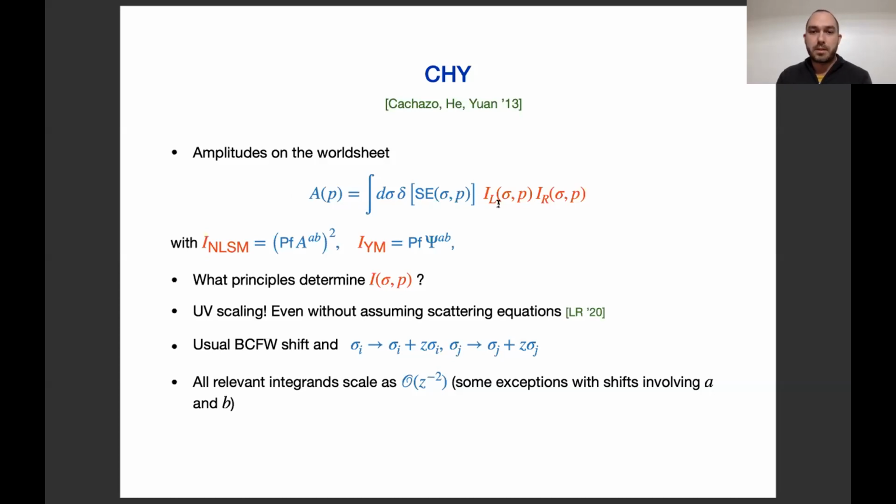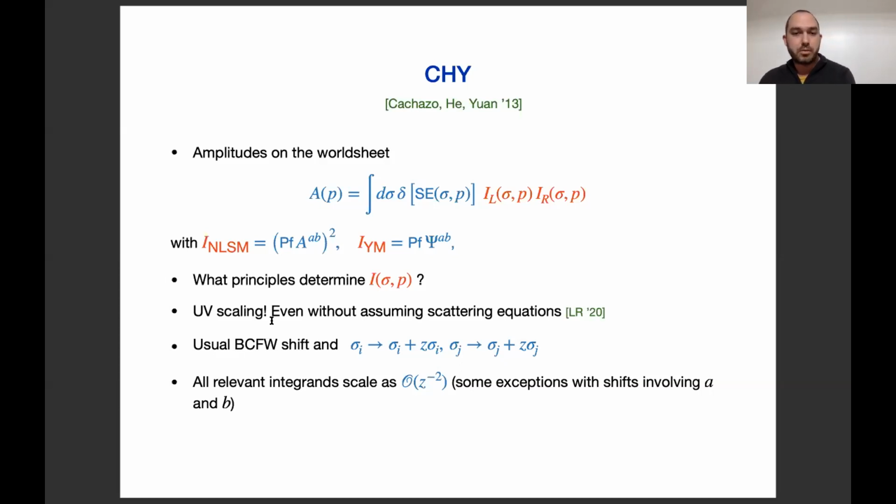CHY amplitudes are given by some integral over integrands that live basically with one foot in spacetime and one foot on the worldsheet. They're functions both of worldsheet variables sigma and momenta or polarization vectors and so on, with specific expressions given for the sigma model and Yang-Mills in terms of Pfaffians, reduced Pfaffians. So you can ask, are there any principles that directly determine these integrands? Of course, there are some ways to get them from ambidextrous strings and so on. But so far, we haven't really known if there's some direct principle that determines the form of these objects. And it turns out that, again, UV scaling can do it for you.